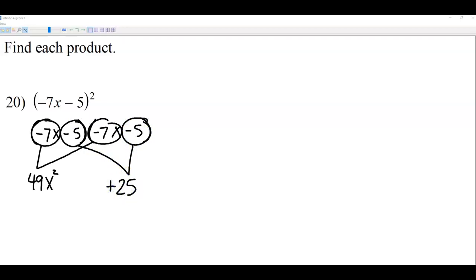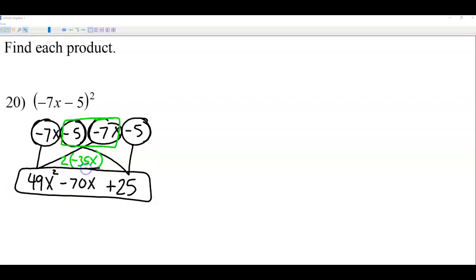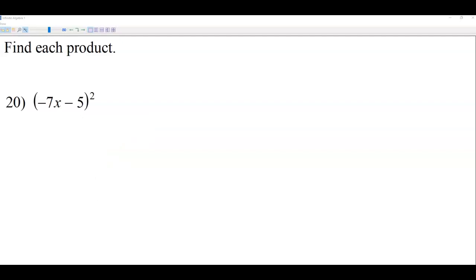And then this is the interesting part. You multiply the 2 numbers in the middle together, negative 5 and negative 7. That makes negative 35x. But then you're going to double it. And once you double it, you get negative 70x. It's not as nice as the last shortcut, but it's still a shortcut. If you don't want to use it, you don't have to. It can just save time. You can always just do the box method.